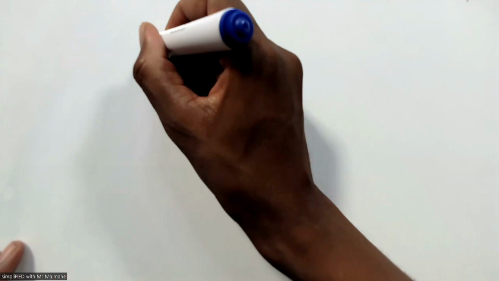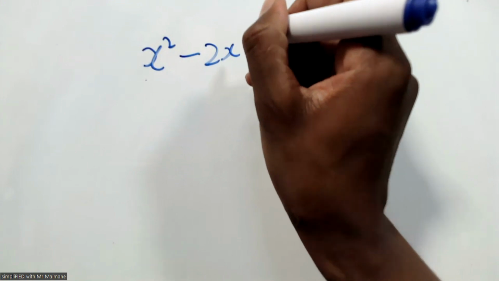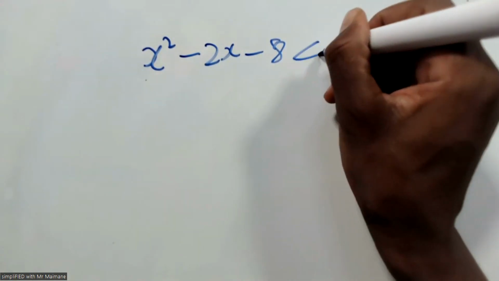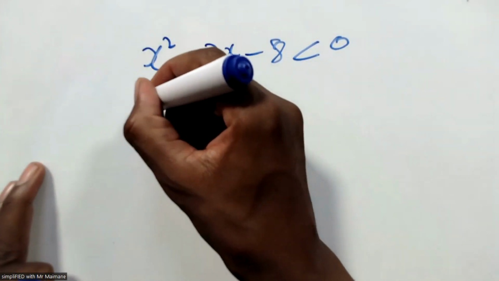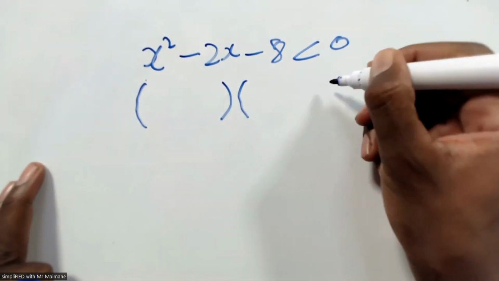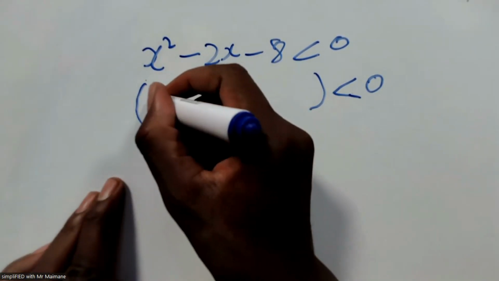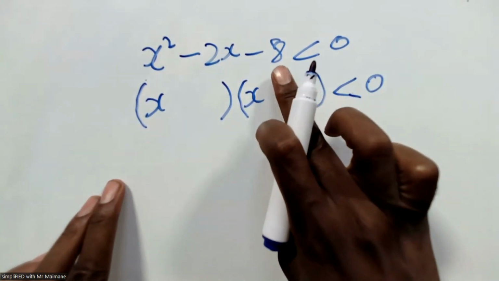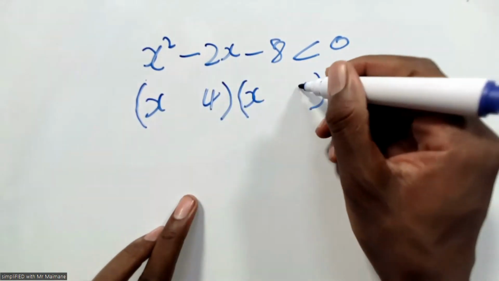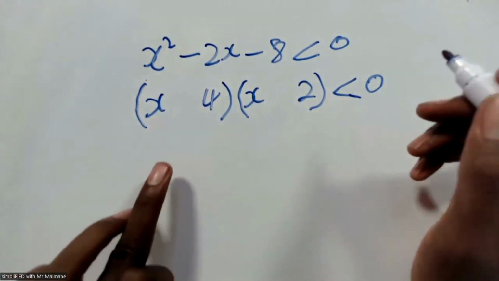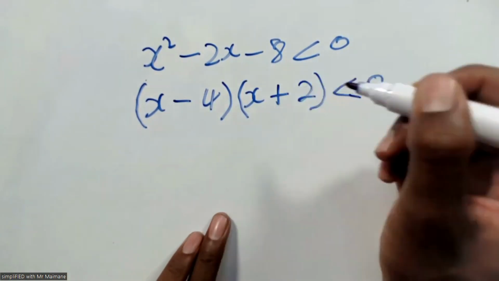Great. For the second one, we have x squared minus 2x minus 8 is less than 0. Factorizing that, to get x squared, I know I'll multiply x and x. To get 8, while I maintain the 2, I know 4 times 2 gives me 8, and also 4 minus 2 gives me 2. Since it's a negative here, the bigger one will have a negative number, the smaller one a positive number.